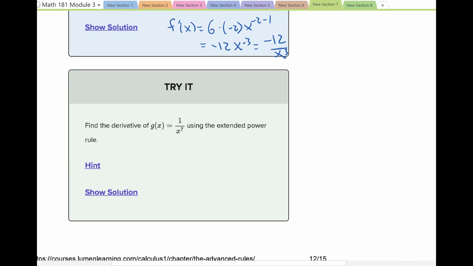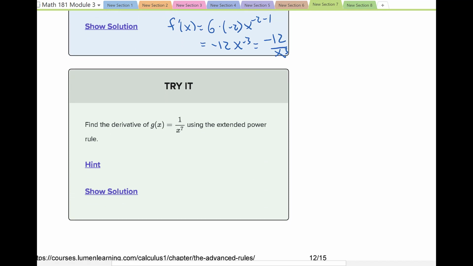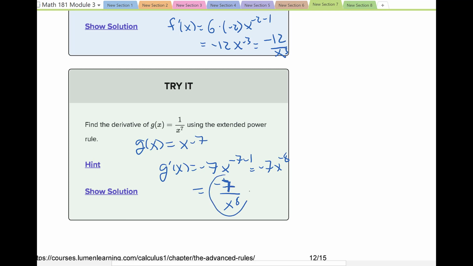Next one, g of x equals 1 over x to the 7th, so we can write that as g of x equals x to the negative 7. So g prime of x would be negative 7x to the negative 7 minus 1, which is negative 7x to the negative 8. So that'd be negative 7 over x to the 8th. Okay, got one more here.